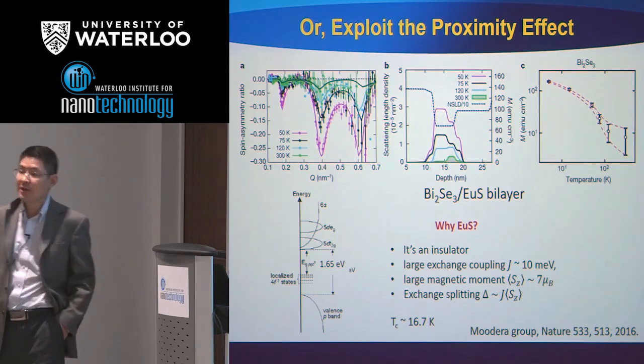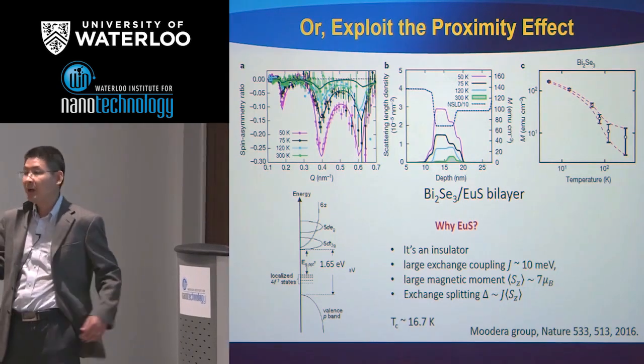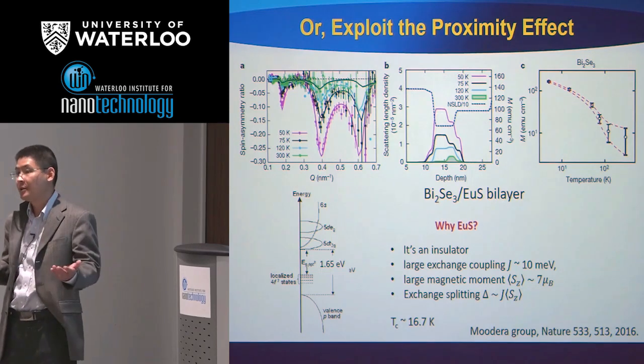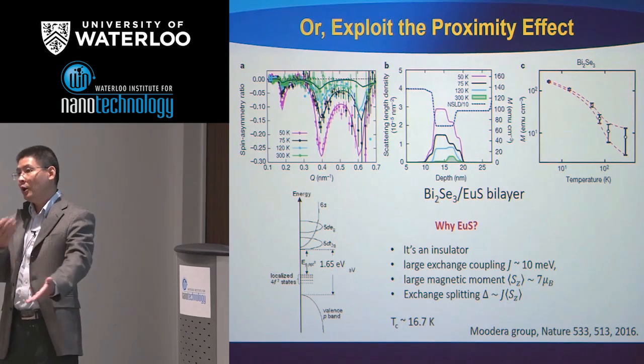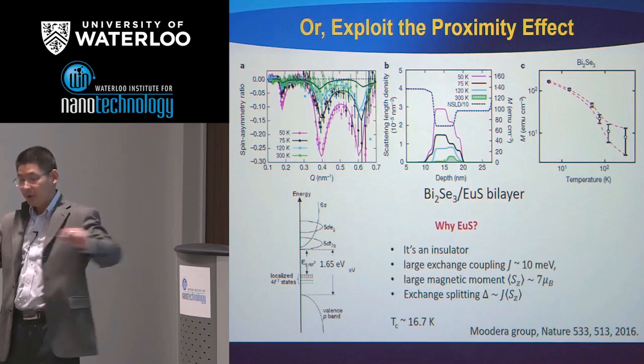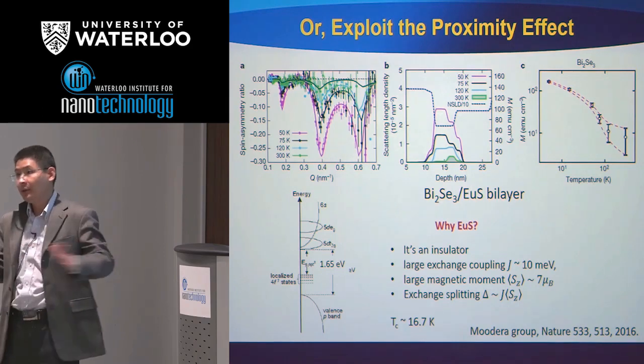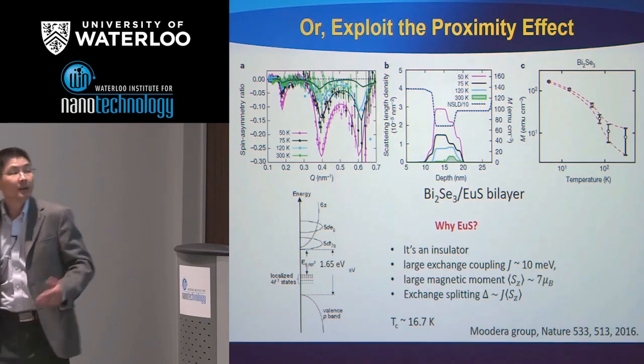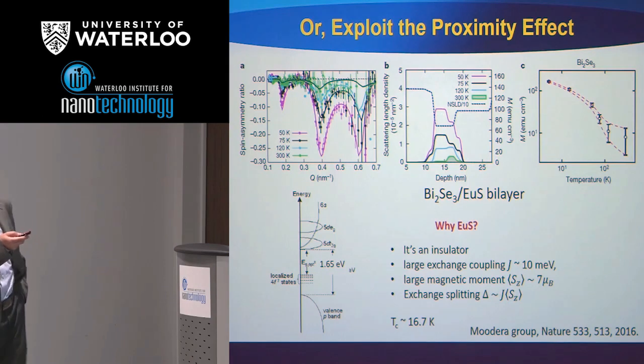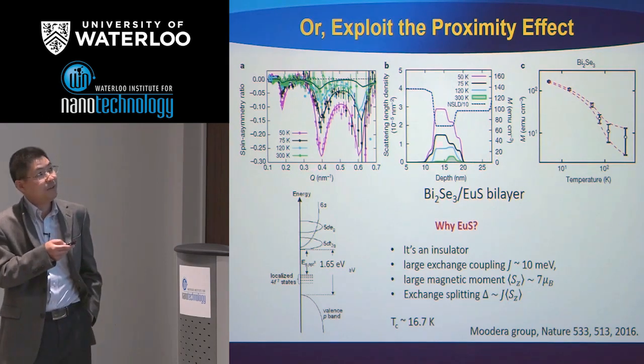People have known this for years. For example, you have proximity effect in superconductors. If you put a normal metal onto a superconductor, the interface of the normal metal also becomes superconducting. And there's also other proximity effect.